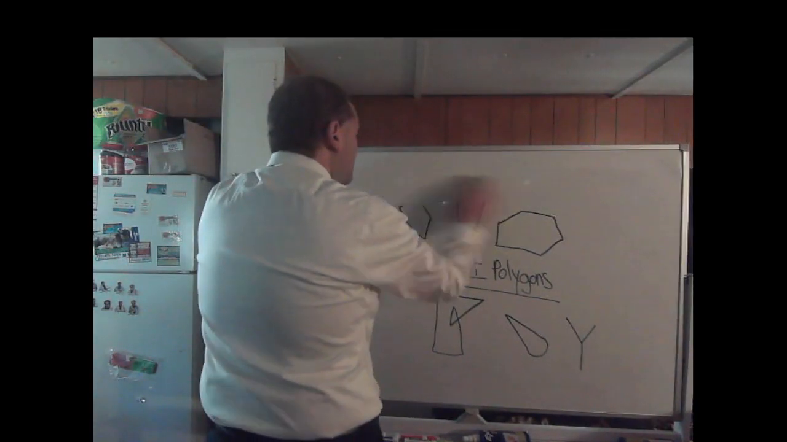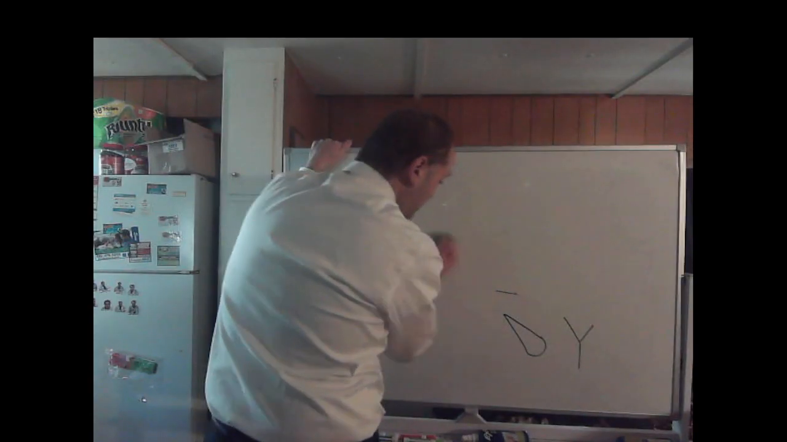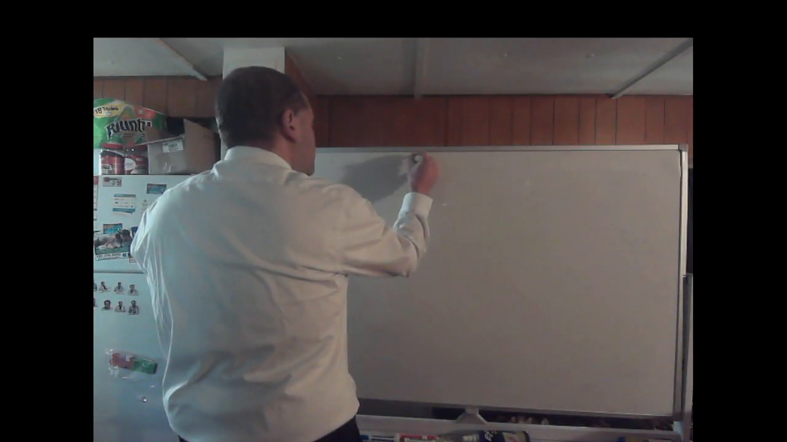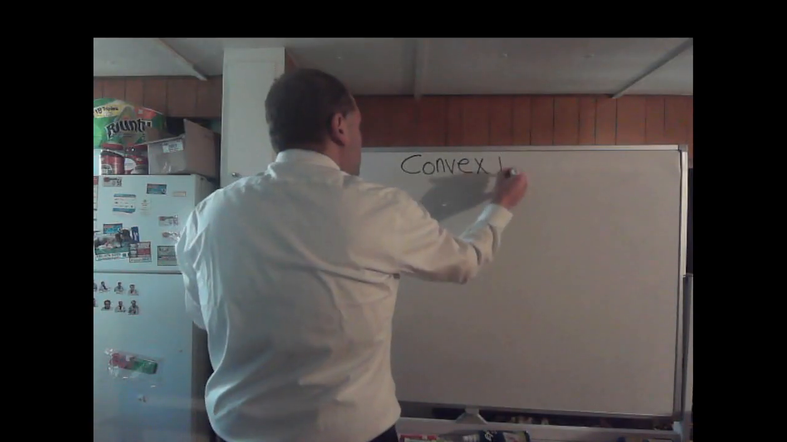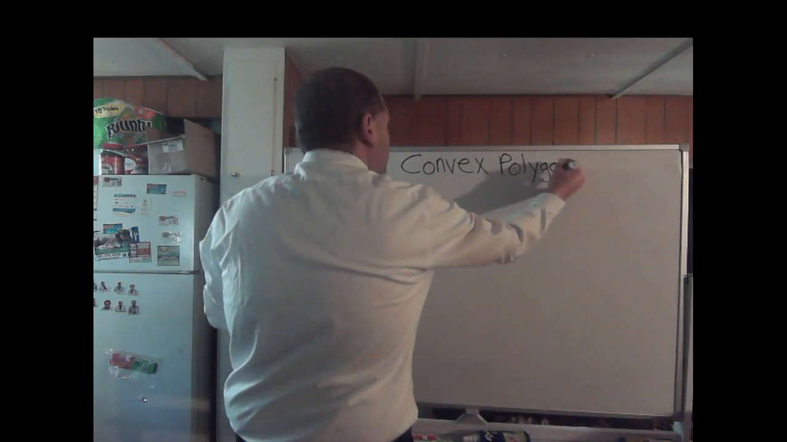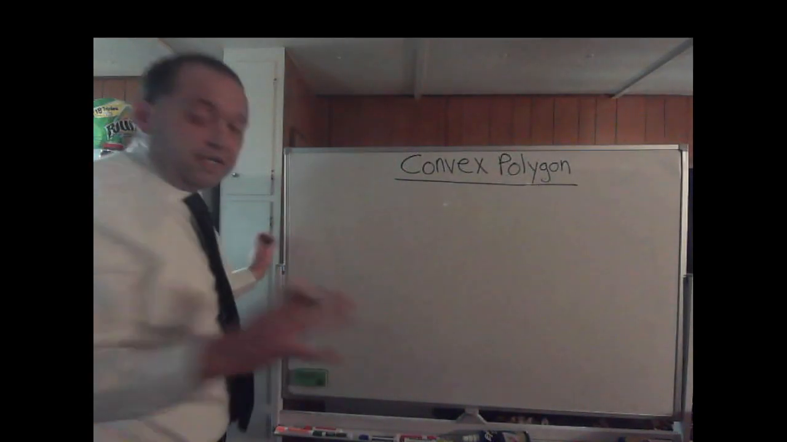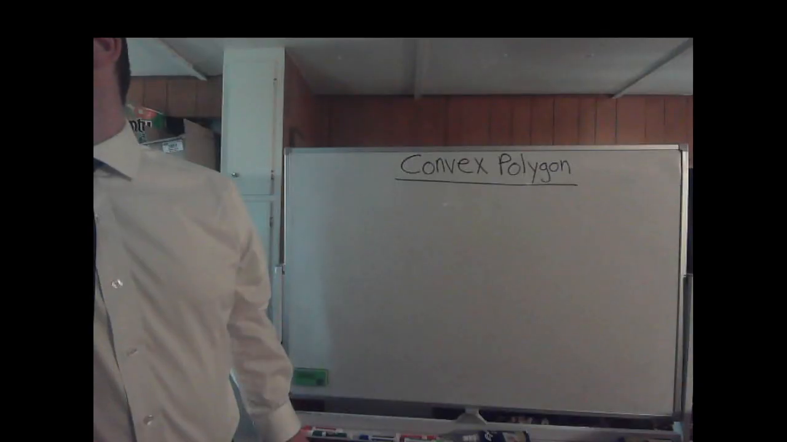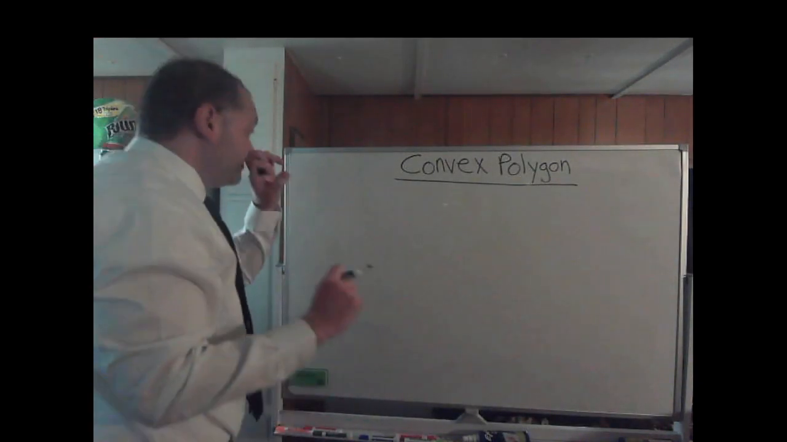Now, when we get into polygons, there are two types. You have first what is called a convex polygon, which is really what we're going to deal with throughout this course. A convex polygon is one such that no line containing a side contains a point of the interior of the polygon.